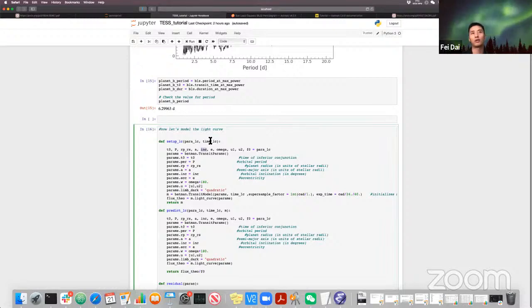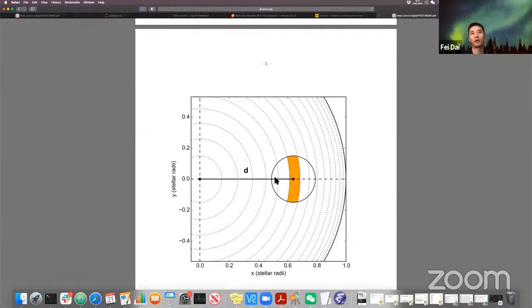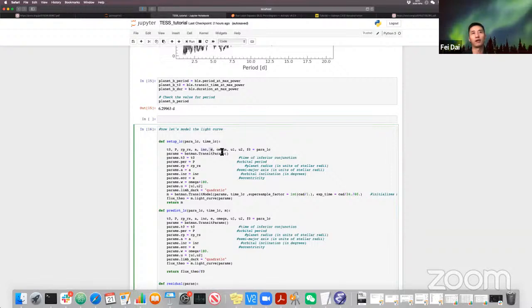If the planet transits the equator of the host star, which is shown here, then the inclination is 90 degrees. But as the inclination changes, the trajectory of the planet can move up or down compared to the disk of the host star. Then there is the eccentricity of the orbital motion, as well as this omega parameter, which quantifies how that eccentricity is oriented compared to the line of sight.